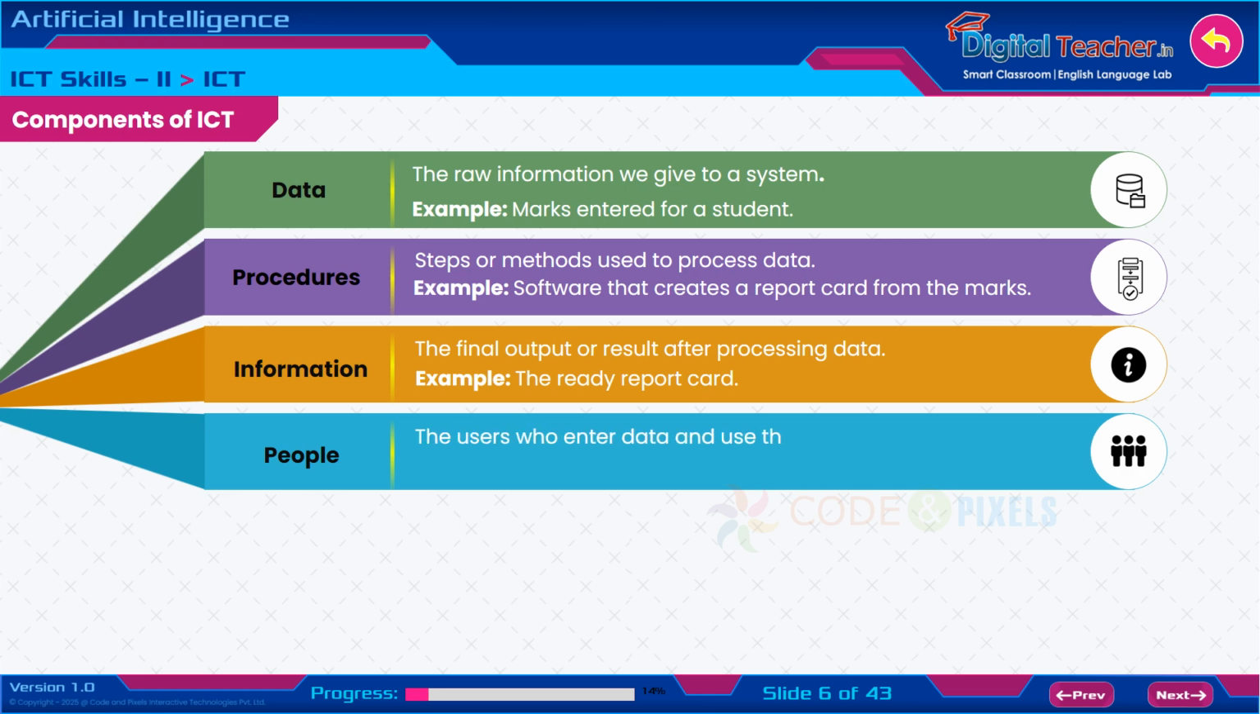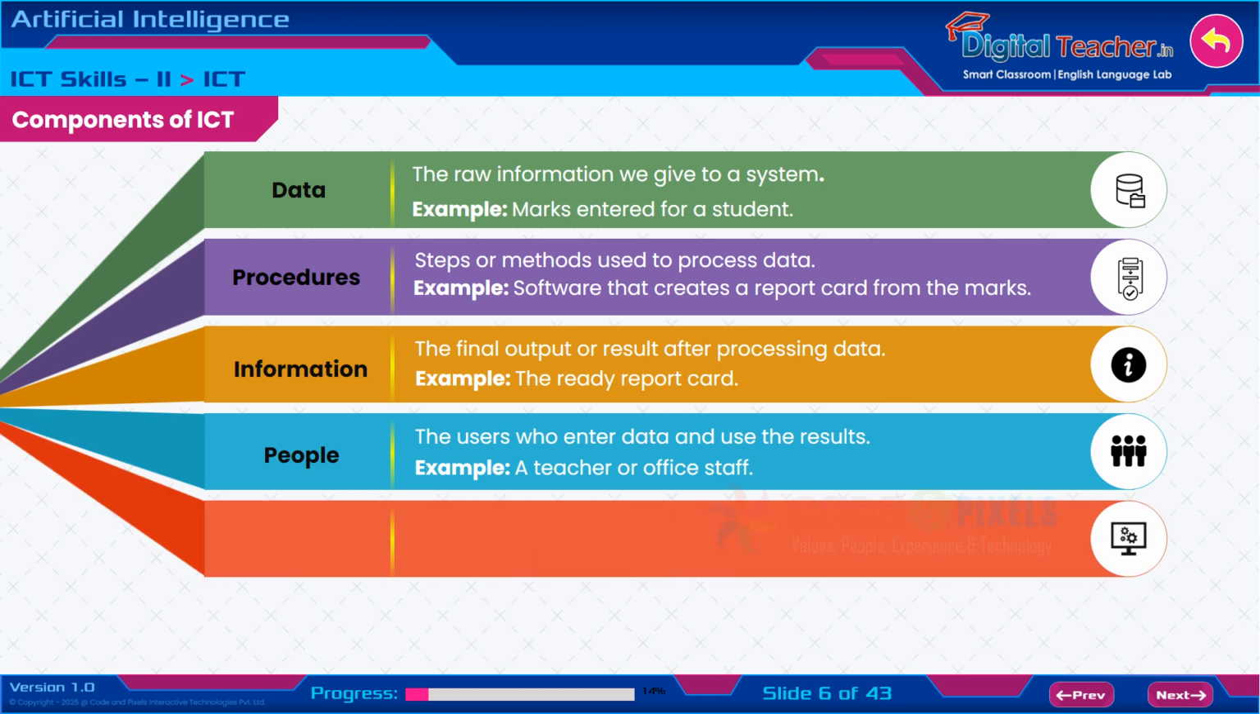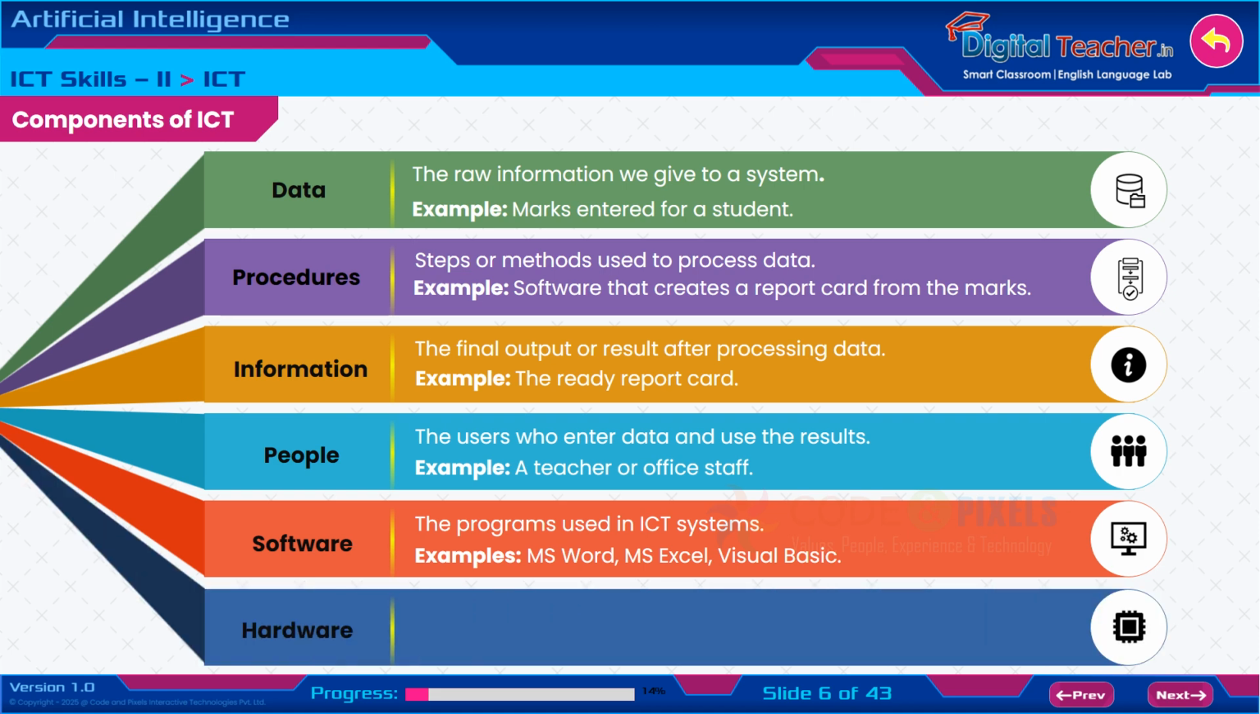People. The users who enter data and use the results. Example, a teacher or office staff. Software. The programs used in ICT systems. Examples, MS Word, MS Excel, Visual Basic. Hardware. The physical parts of a computer system. Examples, keyboard, mouse, monitor, printer, hard drive.